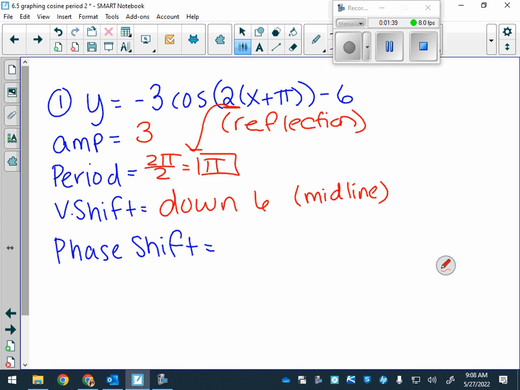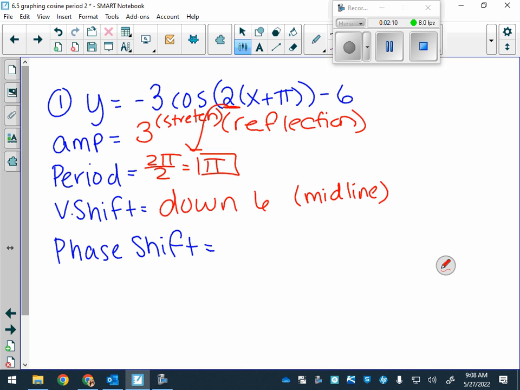So, regarding the amplitude, what can we say? We know it's a reflection, but what else? What other terms can we use for this? It is a stretch, okay? So I'm just going to put here, again, the terminology is still the same when we describe. The only thing that's different is our amplitude and now vertical shift, okay?